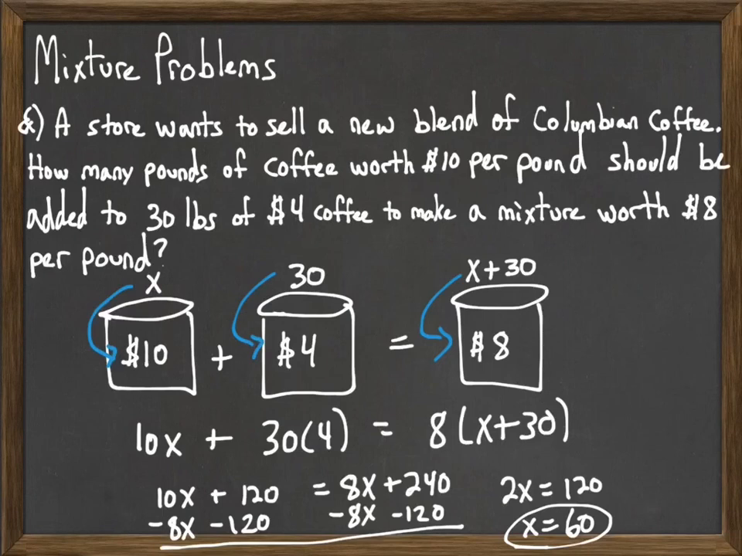And if you think about this, it should make sense that we need more of the $10 coffee, since that $10 price point is much closer to the $8 than the $4 is. Now exactly how much we need is going to depend on the particular problem, but we definitely should have more than 30 pounds of the $10 coffee, because if we used equal amounts, then the average would be right in the middle between 10 and 4, which would be $7. Okay, so here we've solved our problem, and we've got 60 pounds of this coffee.